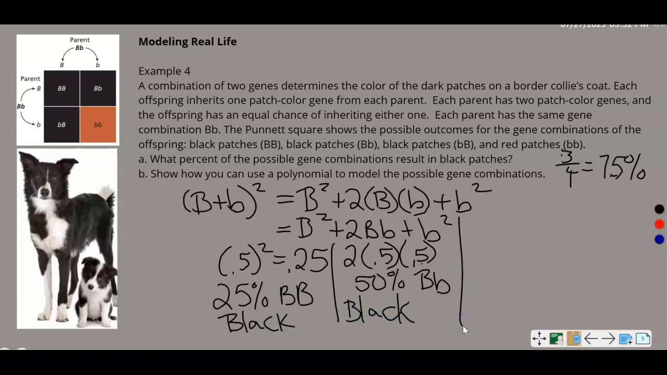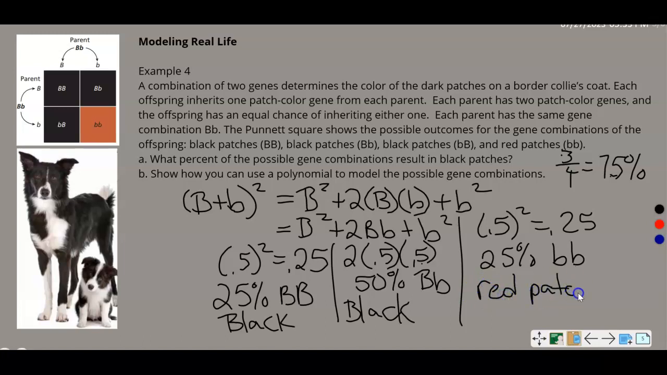And then we're going to look at the lowercase b. It's lowercase b squared. So again, lowercase b is 0.5. We're going to square that. 0.5 squared is 0.25. So that is the same as having 25% of lowercase b and lowercase b. So that is going to be the red patches.